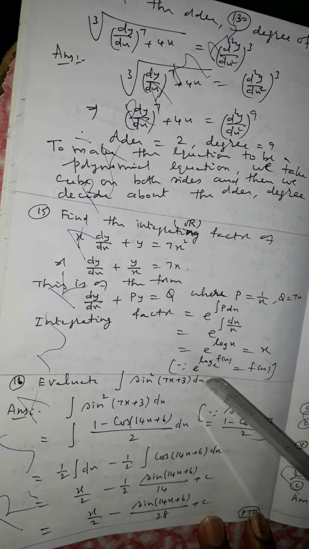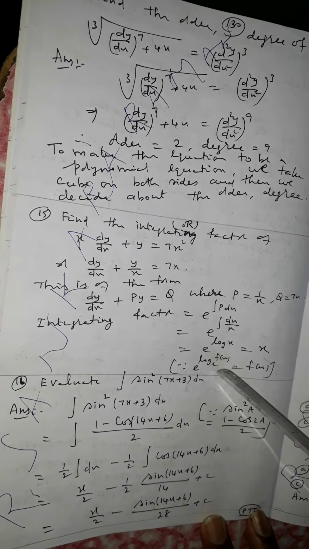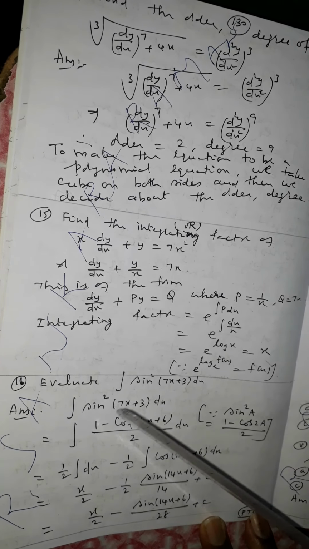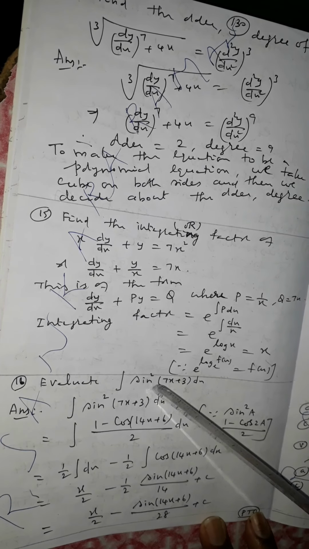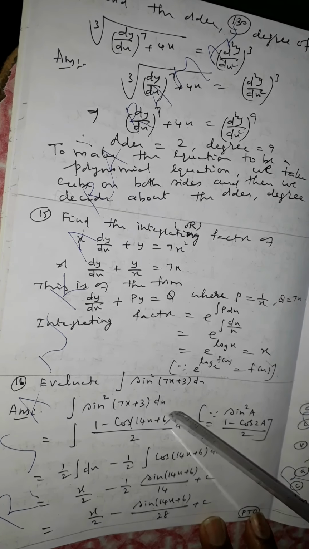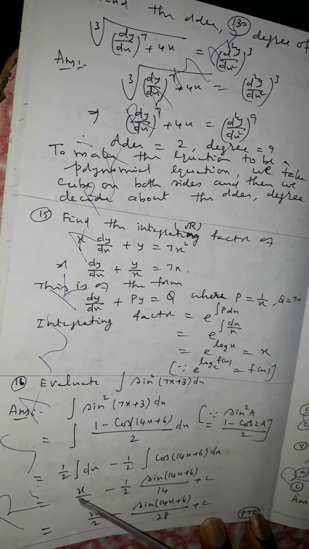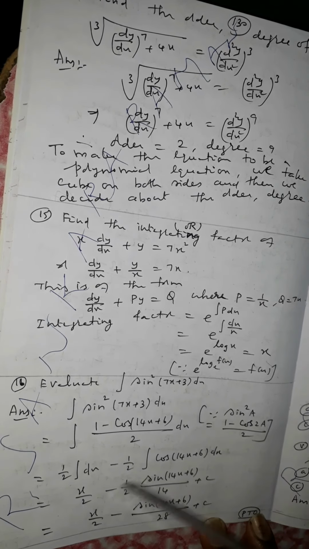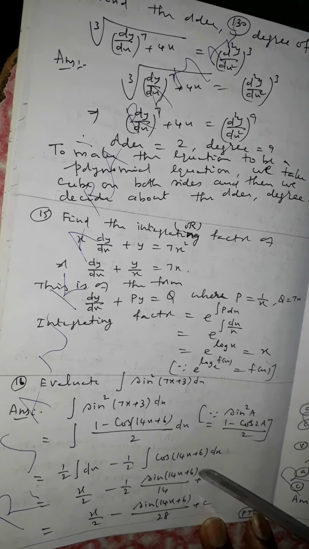Now question number 16. Evaluate the integral of sin²(7x + 3). You have a formula for sin²x, (1 − cos 2x)/2. Therefore sin²(7x + 3) can be written as (1 − cos(14x + 6))/2, because sin²a is equal to (1 − cos 2a)/2. Therefore it is made into two integrals: half ∫dx − half ∫cos(14x + 6) dx, which is x/2 − half × sin(14x + 6)/14 + c, that is x/2 − sin(14x + 6)/28 + c.